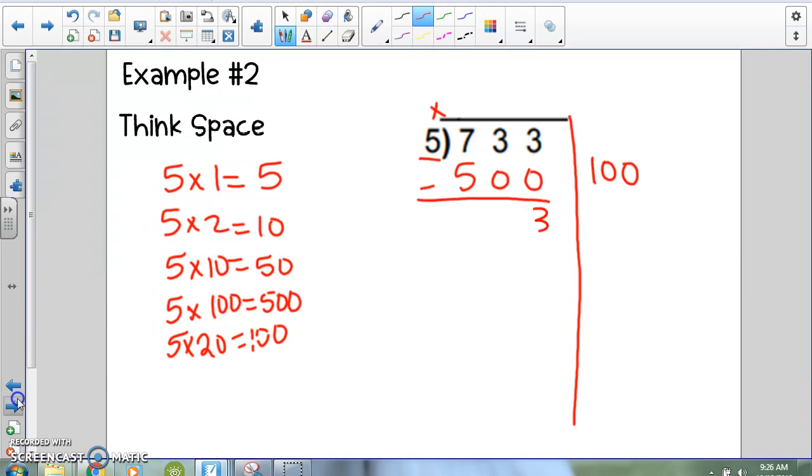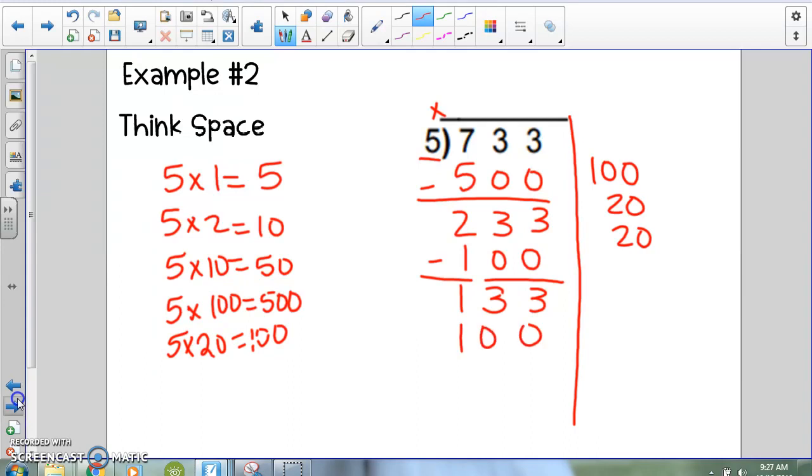Then we subtract, and we get 233. We could use 5 times 20, which is 100. And we're left with 133. We could use another 20, which 5 times 20 is 100. When we subtract, we get 33.